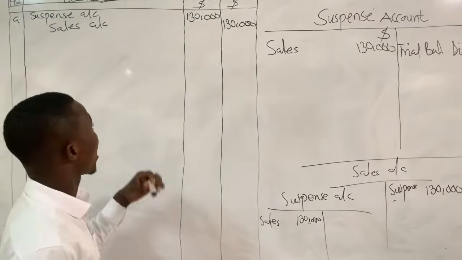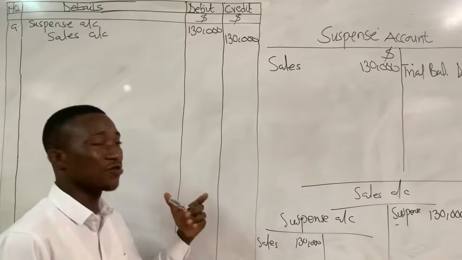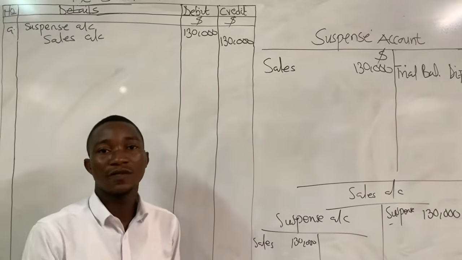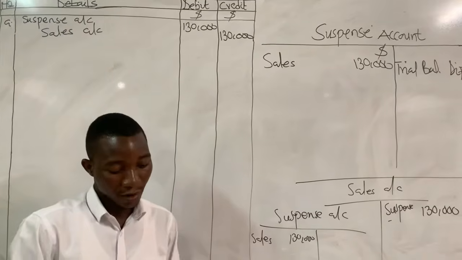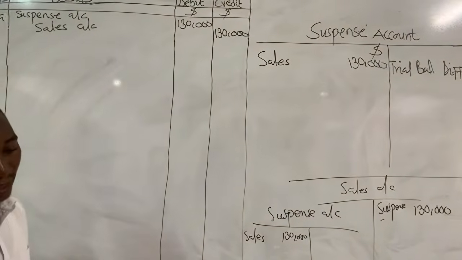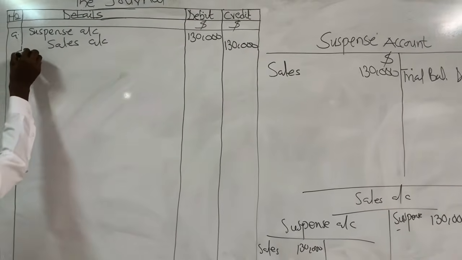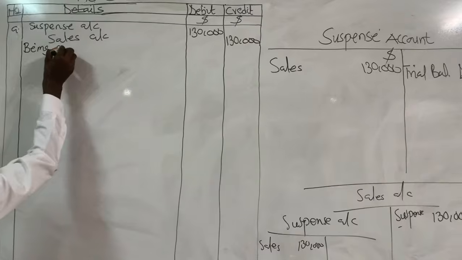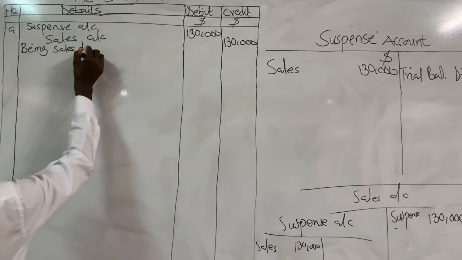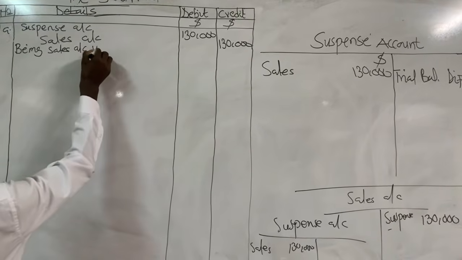After passing the error through the journal, you need to narrate it. You can use just your normal English language to give the narration by explaining it, but it's always advisable to use the name of the error to explain it. So we can say that it is an error of sales daybook undercast. You can say, being sales account undercast.